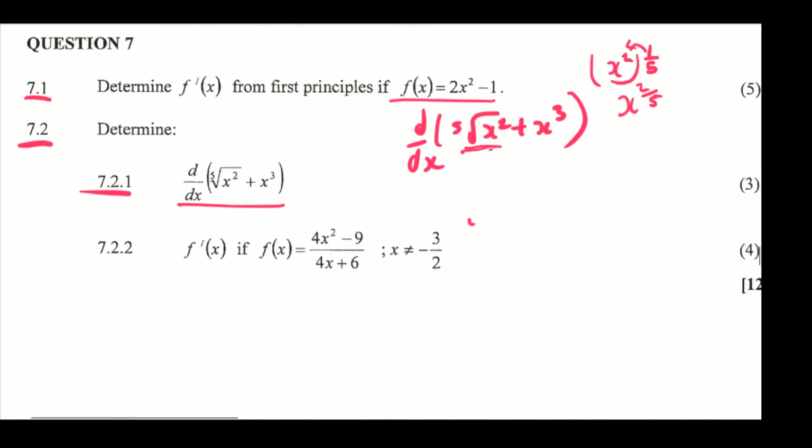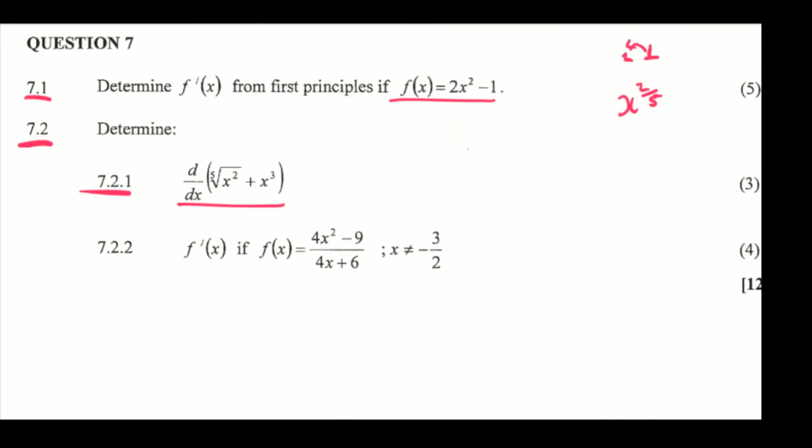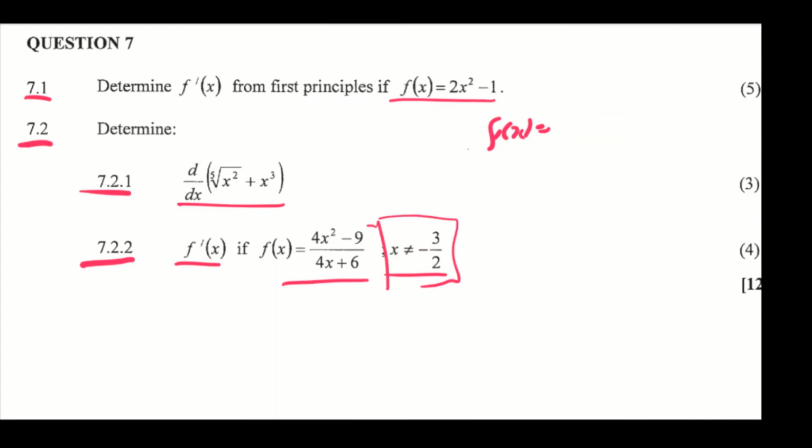So now let's do the last question, which is 7.2.2. We are given this expression here and we are told that x should not be equal to minus 3 over 2, and we are asked to find the derivative of this expression here. So we have f of x being equal to 4x squared minus 9 over 4x plus 6. So let's factorize this top expression.